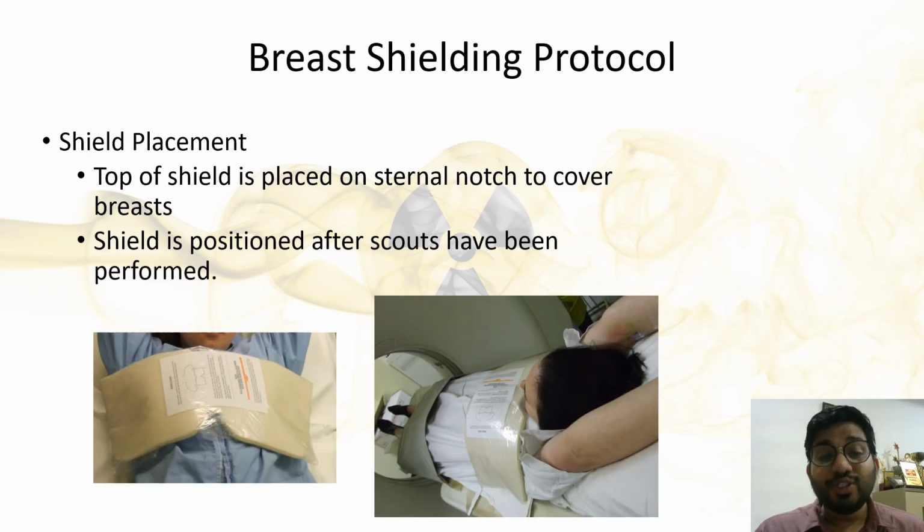What are the breast shielding protocols? Shield placement: the top of the shield is placed on the sternal notch to cover the breasts. Also, the shield is positioned after the scout has been performed. The topogram should be performed first, and only then do we keep the shield, because it should not affect the automatic tube current modulation.